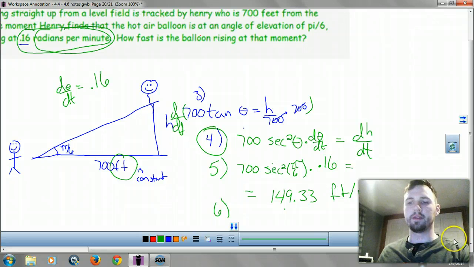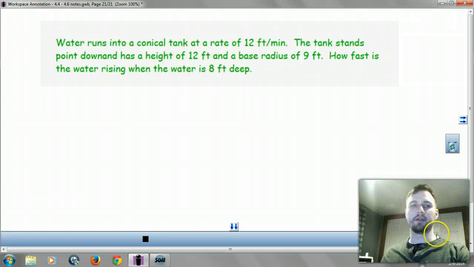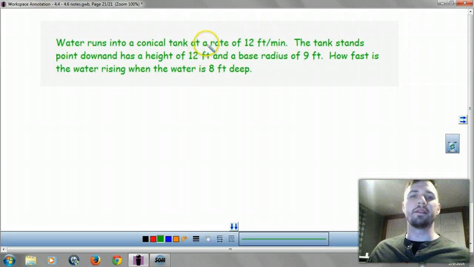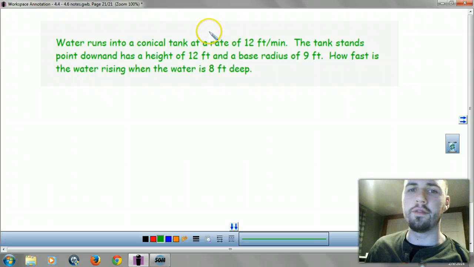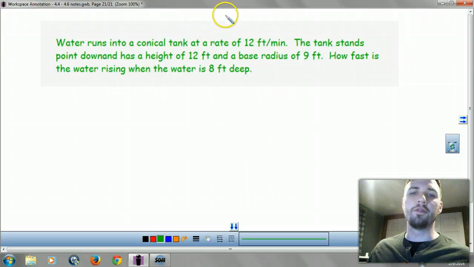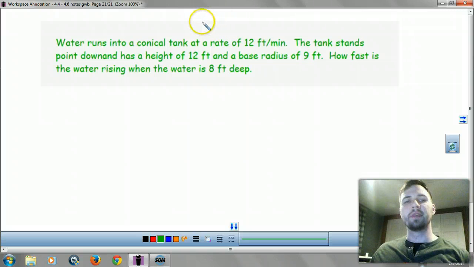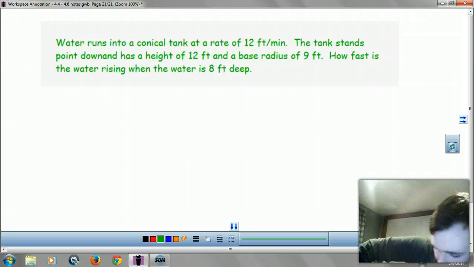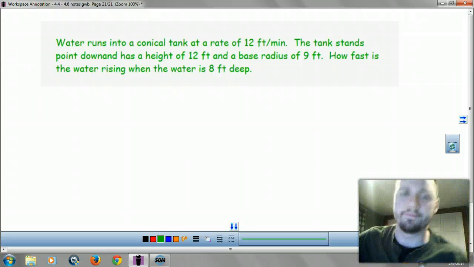Okay, one more. Last problem. You have a conical tank, and water's rushing out at 12 feet a minute. The tank stands point downward, height of 12 feet, and has a base radius of 9 feet. How fast is the water rising when the water is 8 feet deep? Okay, good question.